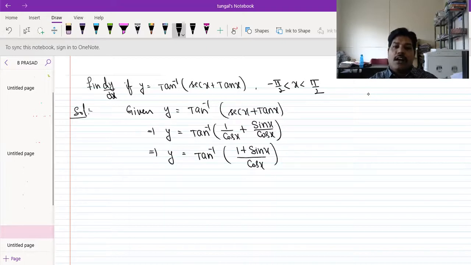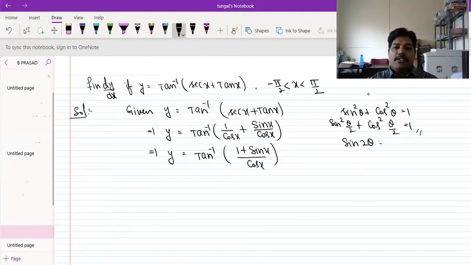So here, what are the formulas we are going to use? sin square theta plus cos square theta is equal to 1. Yes or no? And also the half angle formula, sin square theta by 2 plus cos square theta by 2 will also become 1. Yes or no? So next formula, what is sin 2 theta? Sin 2 theta is equal to 2 sin theta cos theta.